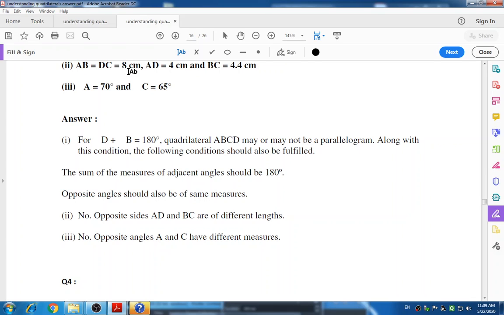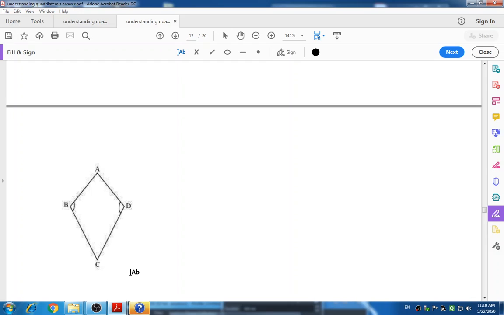Question number 4. Draw a rough figure of a quadrilateral that is not a parallelogram but has exactly two opposite angles of equal measures. Okay, now look at here how we can draw this. A, B, C, D. Here quadrilateral ABCD is a kite, has two opposite interior angles, that is B and D, with the same measures. Still quadrilateral ABCD is not a parallelogram as the measures of the remaining opposite angles A and C are not equal. That means in a kite there is only one pair having the same measures, and in a parallelogram there are two pairs of opposite angles having the same measures. Do you get the difference between kites and parallelograms?